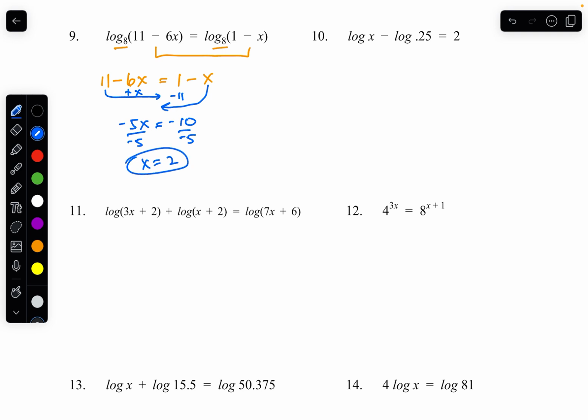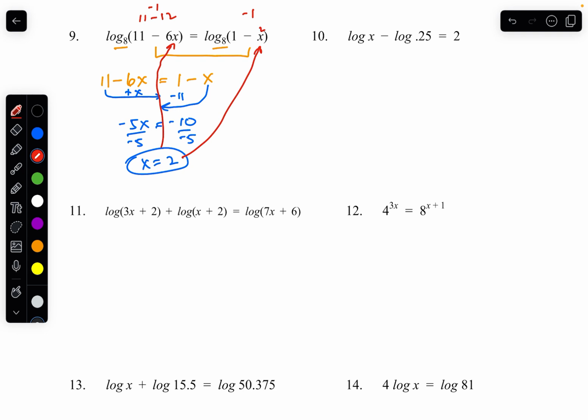Now, a lot of students feel good about that answer, and that's totally fine. Let's just peek at what happens. So remember, if you put the 2 back there, 11 minus, well, 6 times 2 would leave you with 11 minus 12, which would leave you with negative 1. Also, if you put the 2 there, 1 minus 2 is also negative 1.